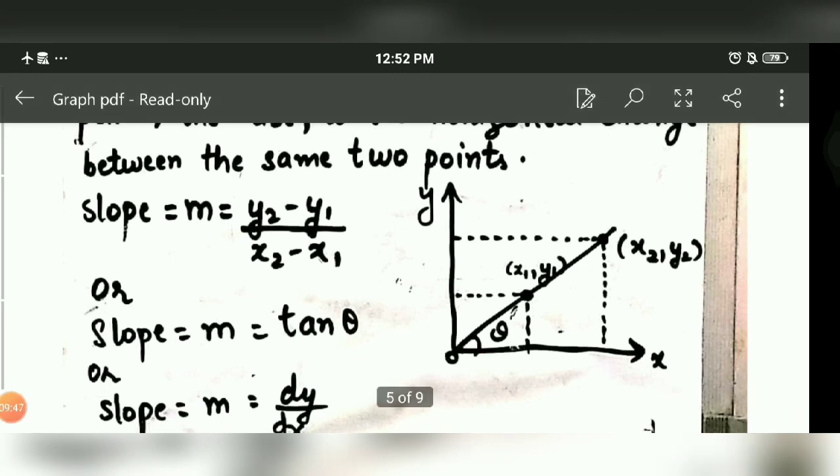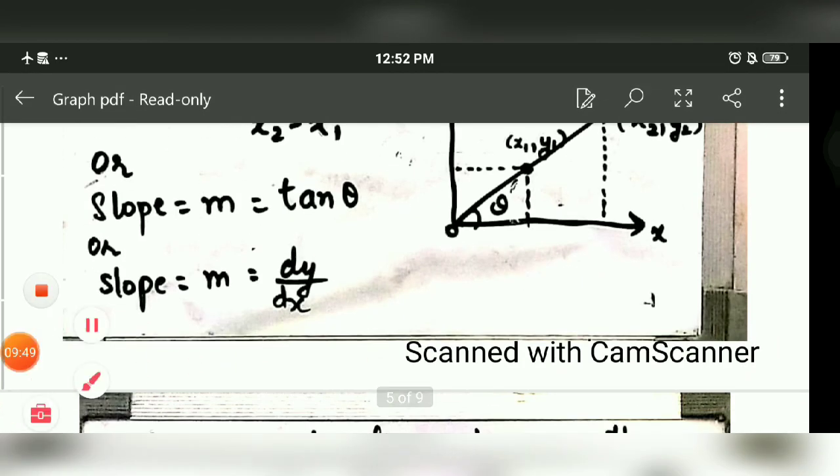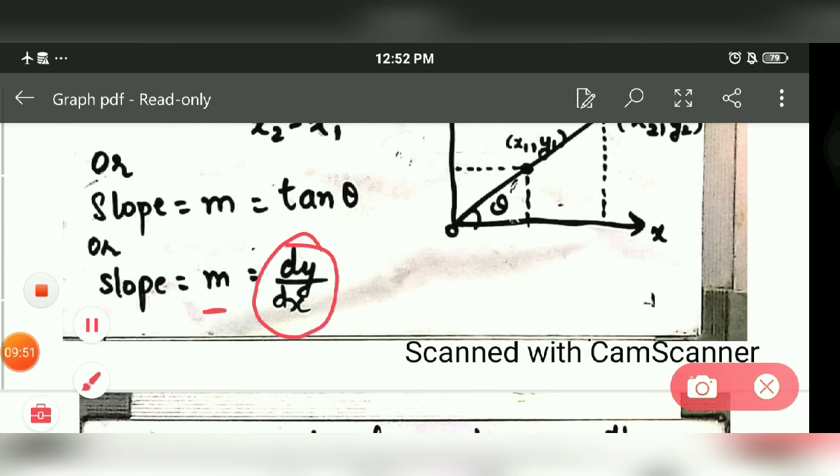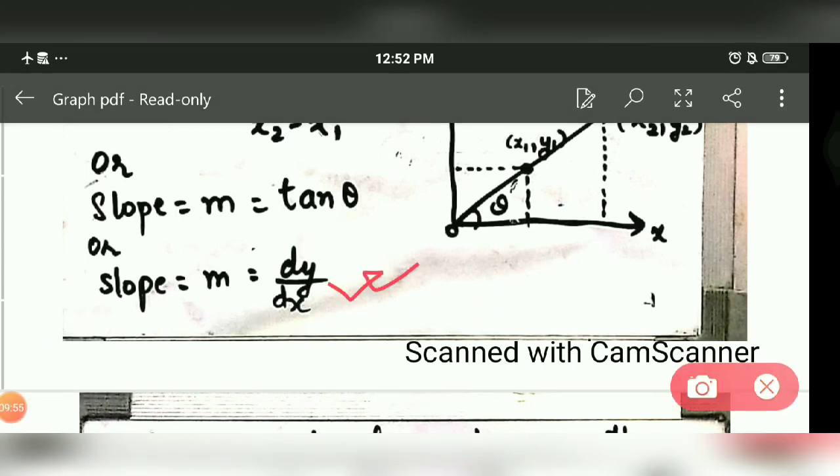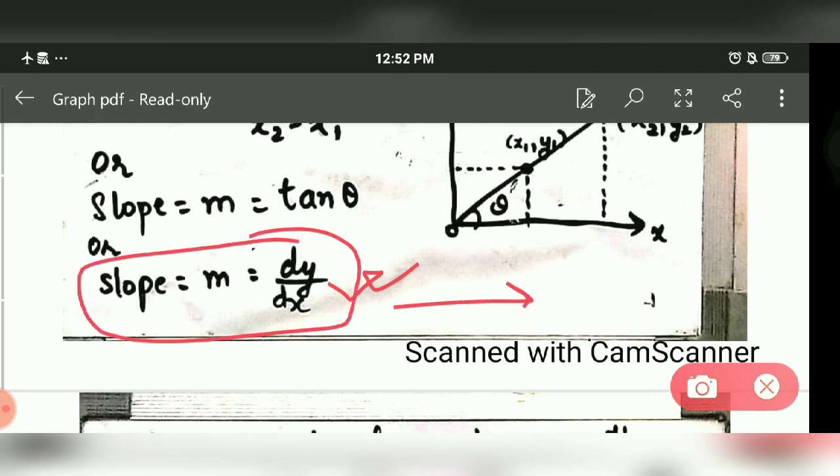There is also the formula slope m equals dy by dx. This is actually a formula from differentiation when the change is very small. I will explain this later when I discuss differentiation in detail. Then I will discuss why dy by dx is also equal to m, what this is called and what that is called. There I will explain each and every term.